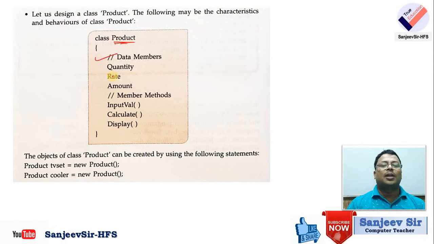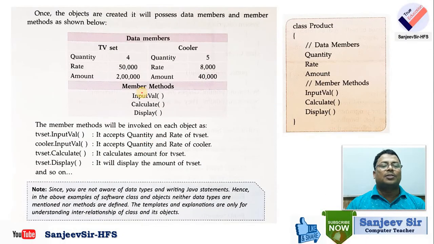The class is product, the data members are quantity, rate and amount, and the methods are input value, calculate and display. Now we understand that the same thing is here: the data members for the object TV set and for the object cooler. This is also an object.